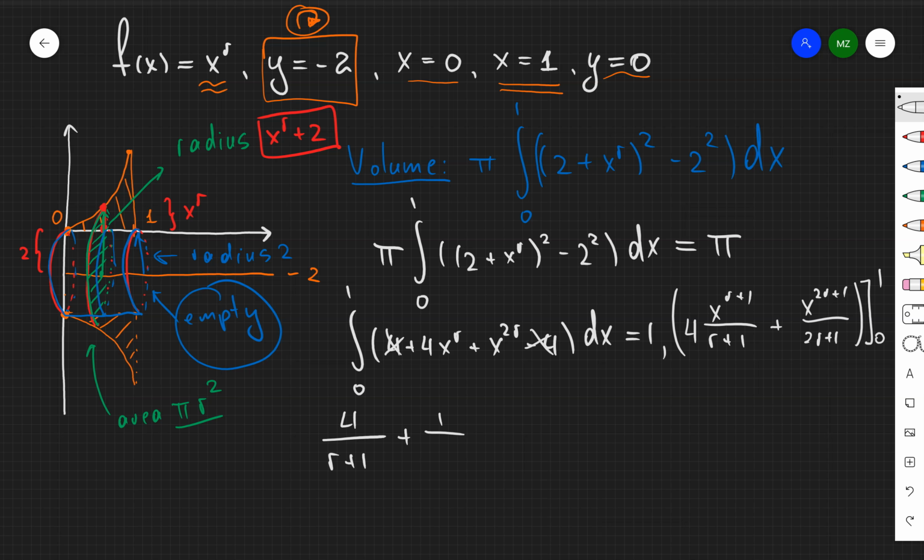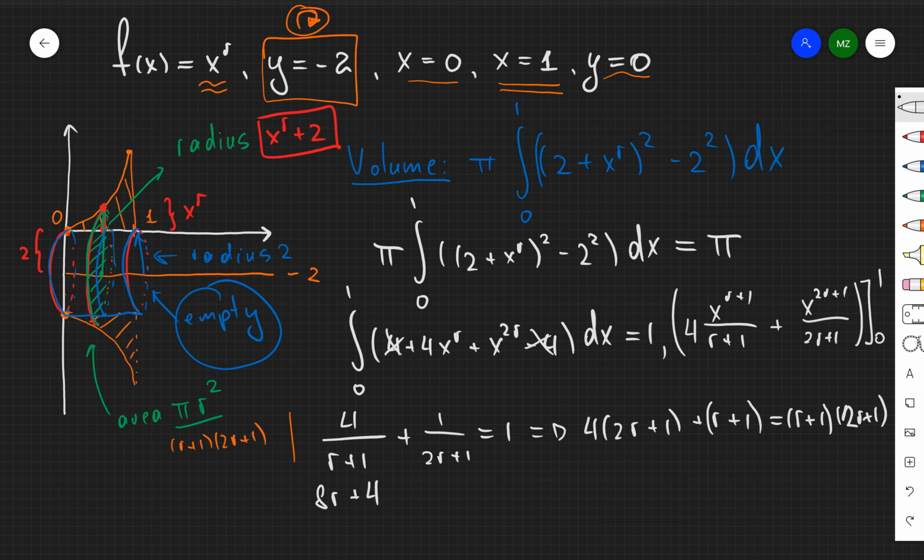And if I plug in my boundary points, since x equal to 0 gives me just 0, I will have 4 over r plus 1 plus 1 over 2r plus 1 is equal to 1. And we need to solve the equation for r. So if we multiply both sides by r plus 1 times 2r plus 1, I'm going to obtain those parentheses, but after simple algebra simplification, you can see that I'm going to obtain the quadratic equation, which is 2r squared minus 6r minus 4 is equal to 0. And our goal is just to solve this quadratic equation.